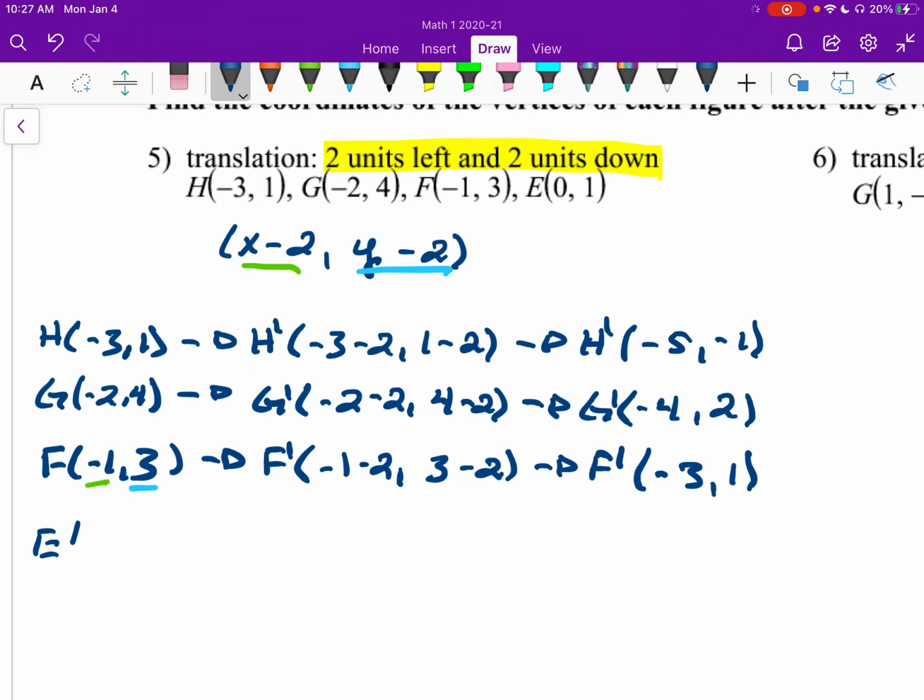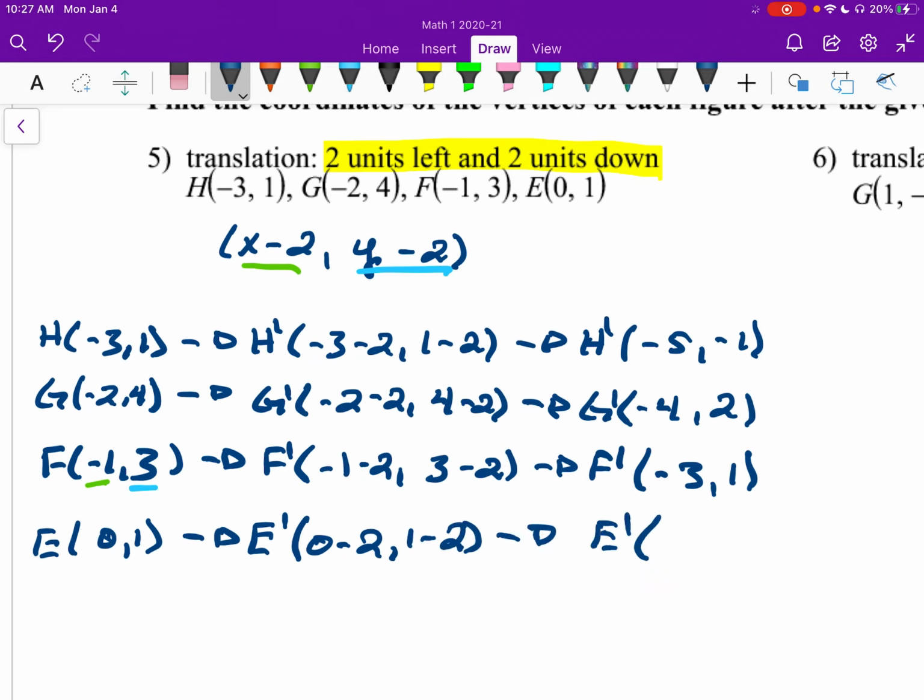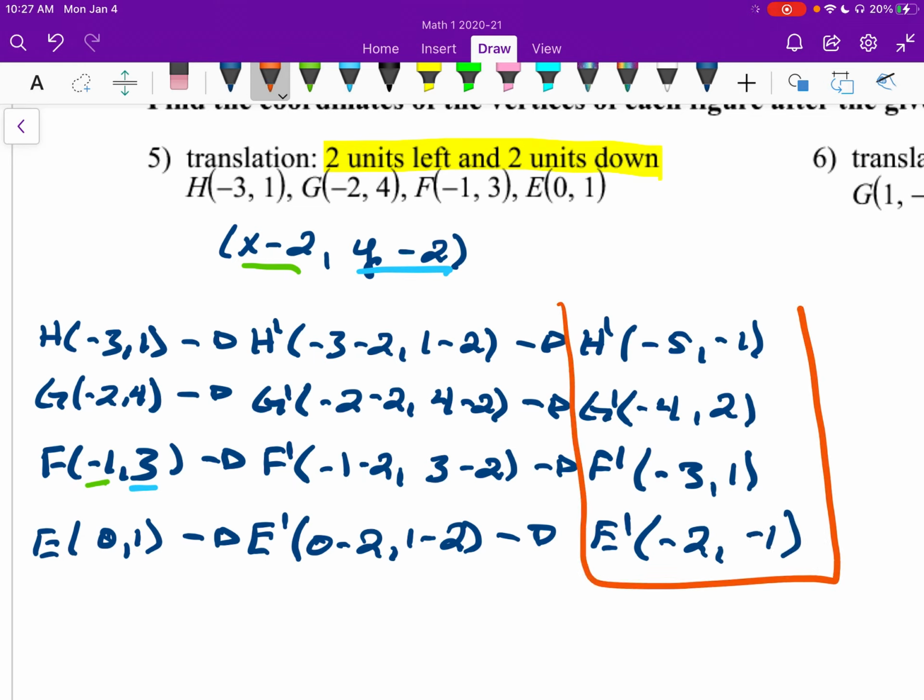Lastly, point E is at 0, 1. E prime, I plug it into my formula point, will be 0 minus 2, 1 minus 2. So E prime is at -2, -1. And this right there is my real answer.